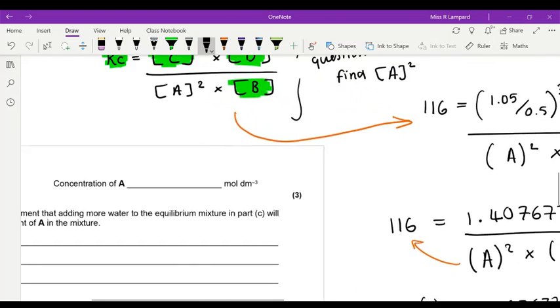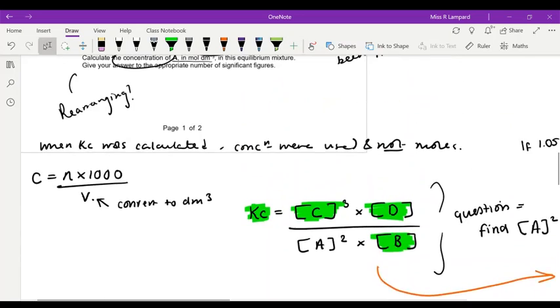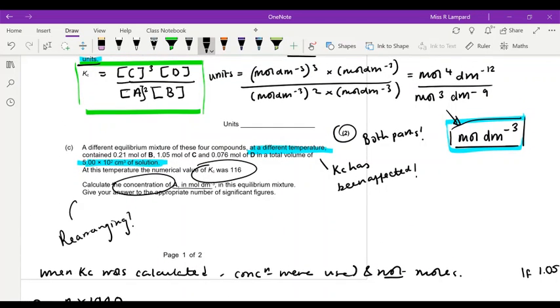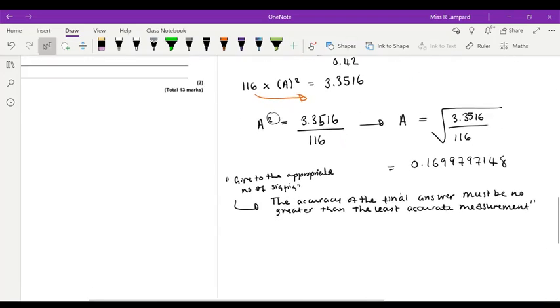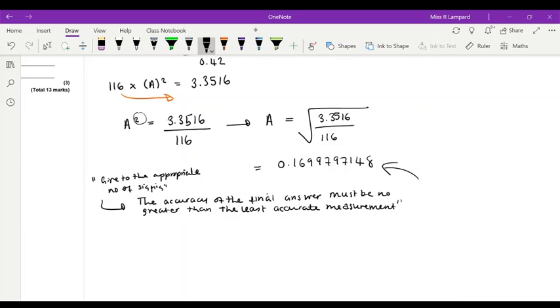So let's go back to the question over here. Now we've got 0.21 here. So it's 2 significant figures, 3 significant figures, 2 significant figures, 2 significant figures, or 3 significant figures there. So our least significant figure is 0.21 or 0.0076. Therefore, we can only give our answer to 2 significant figures. So rounding this to 2 significant figures here would give us a value of 0.17 mole per decimeter cubed.